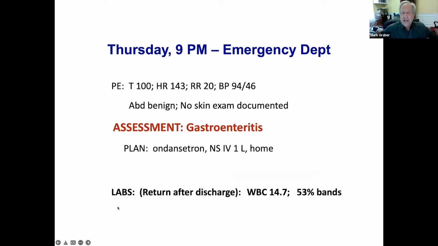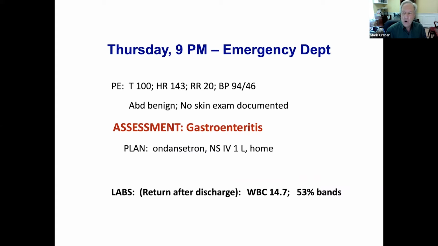So here he is in the emergency department. And this is at a hospital that bills itself as the #1 hospital in the country. Vital signs are about the same. Abdomen's still benign. There's no mention of the skin. And they say, sure, gastroenteritis. And they give him some medicine for nausea and give him some fluids, send him home.